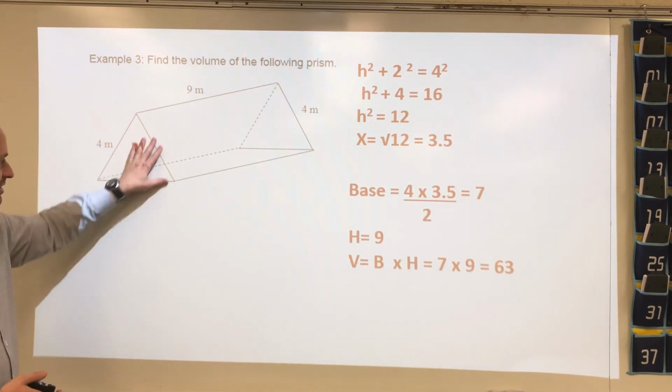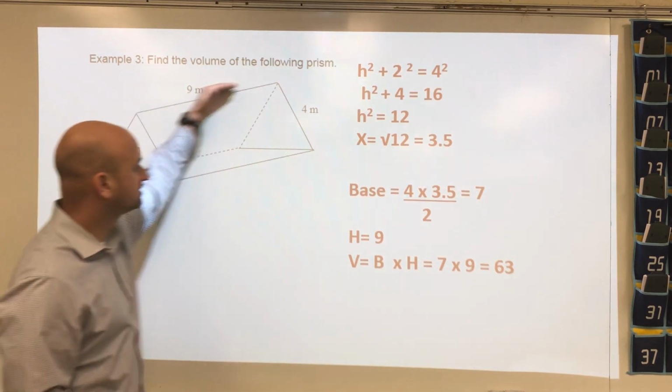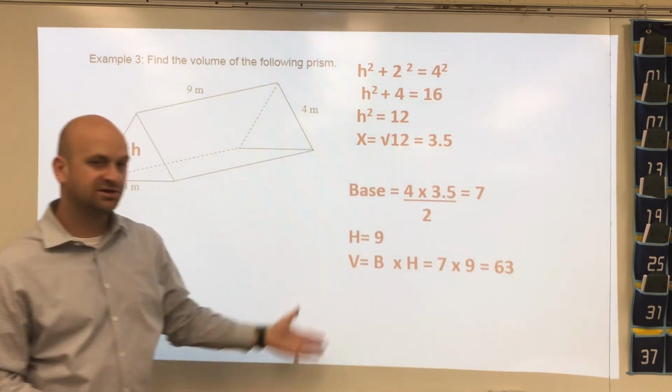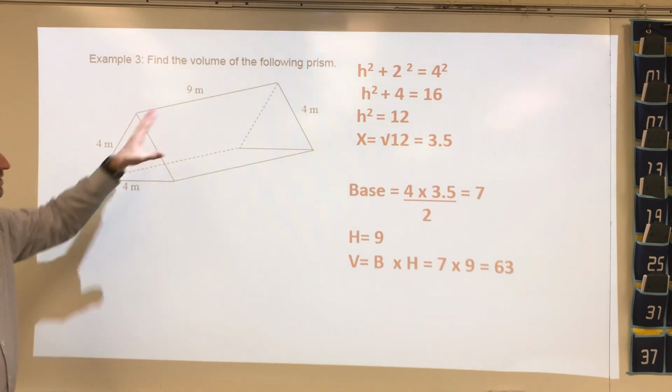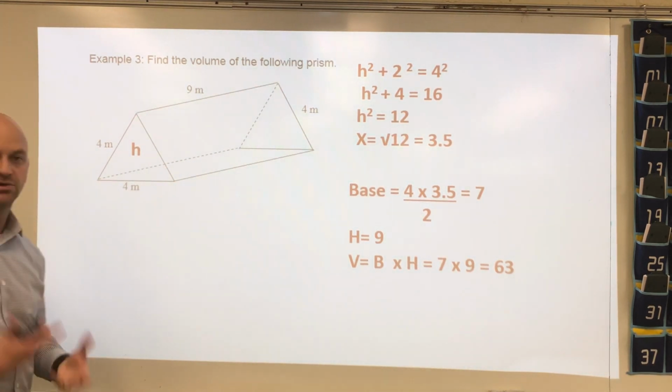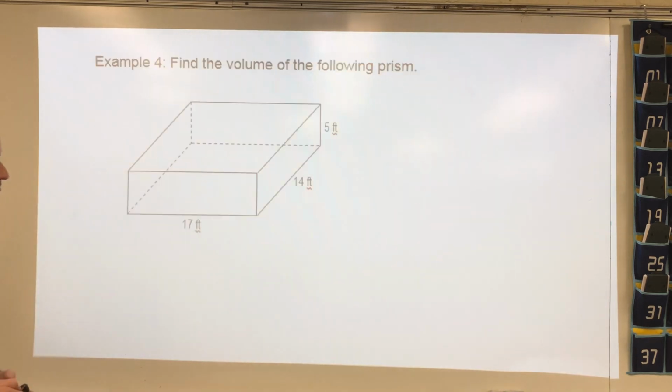So again, we found the area of the base, and then we multiplied it by the height. In this example, I did the area of the base, multiplied it by the height. And again, how do we find the area of the base? We had to use the Pythagorean Theorem to figure it out based on what we know about equilateral triangles.